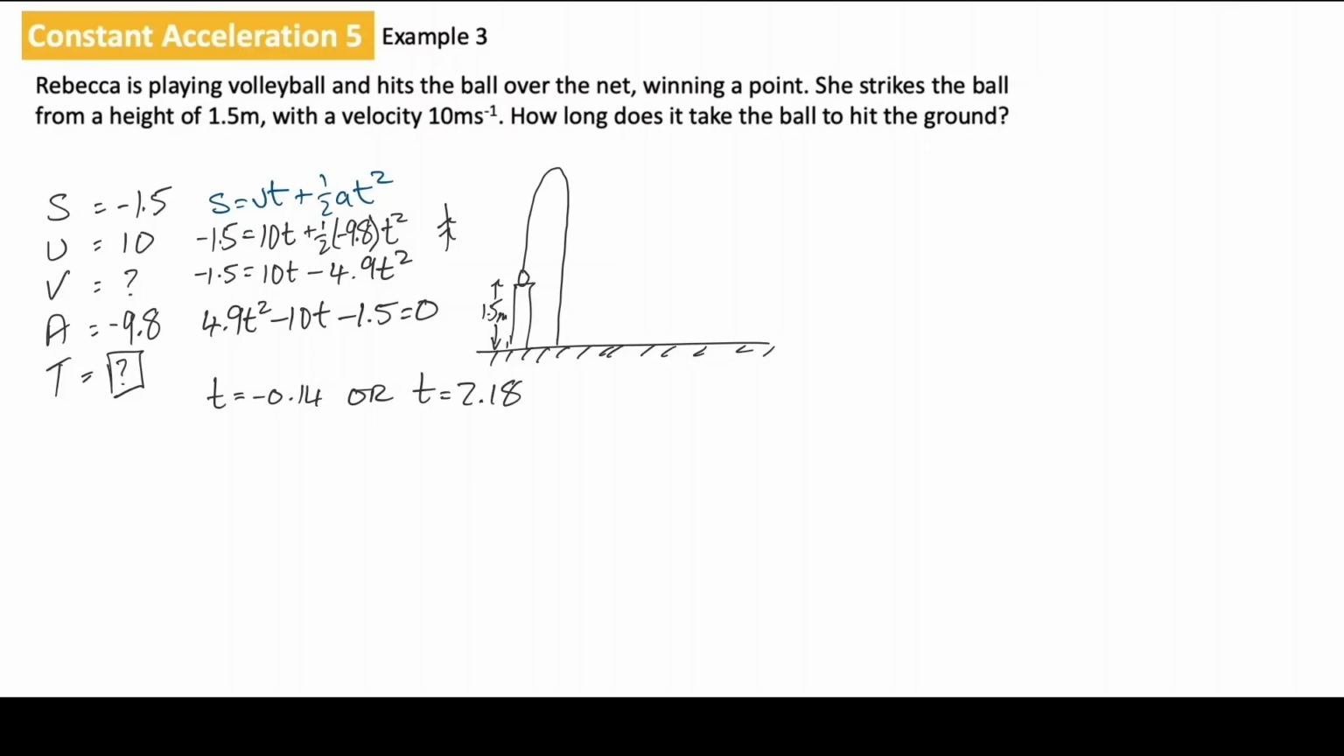Once again, one of these doesn't make sense in context. We're saying that the ball would have been on the ground 0.14 seconds before Rebecca hit it if it was following the model in the way that we've described. This doesn't make sense in the real world or in our scenario, so we eliminate that, and the only T we're interested in is T equals 2.18. So there we go. It takes 2.18 seconds for the ball to hit the ground after Rebecca launches it over the net.